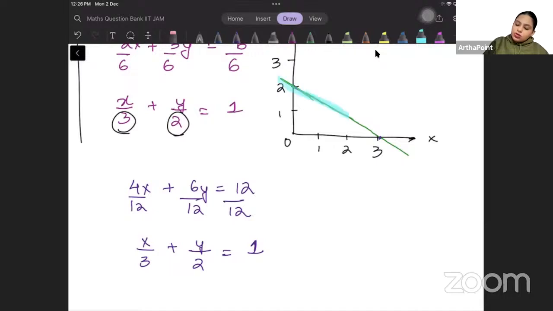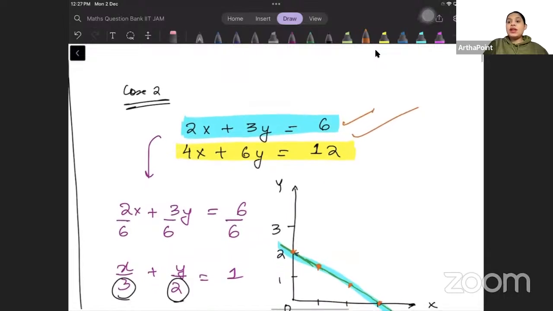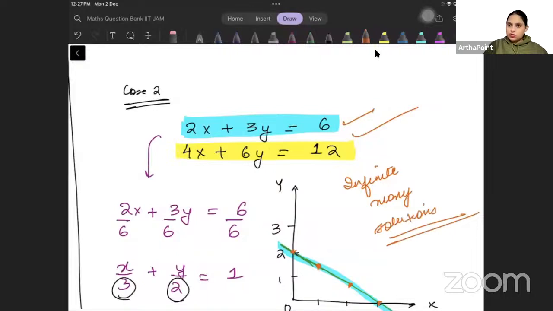So it means that both these equations represent the same line. Ultimately, I just have one line, but I have two variables, x and y. So there are multiple values of x and y that can satisfy this line. I can have one value here, one value here, one value here, one value here. All these coordinates are going to satisfy both the lines, isn't it? Because there's just one line. There is no intersection. Both lines are coinciding with each other. So we can say that there are infinitely many solutions.